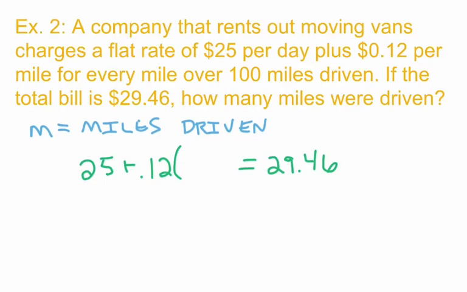So if we drive 101 miles, we're only going to be charged for one of those miles. So think about that. Miles driven is 101, but we're only being charged for one. We only have to pay 12 cents for one of those miles. So we're going to take the number of miles that were driven and subtract 100 from that.